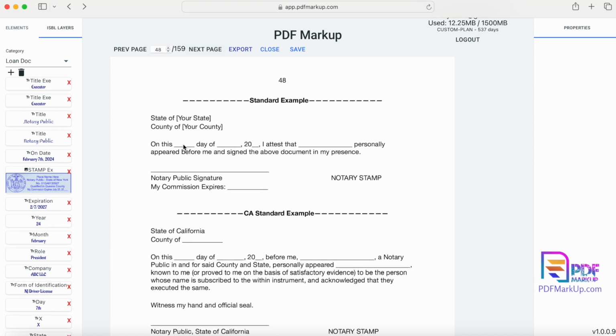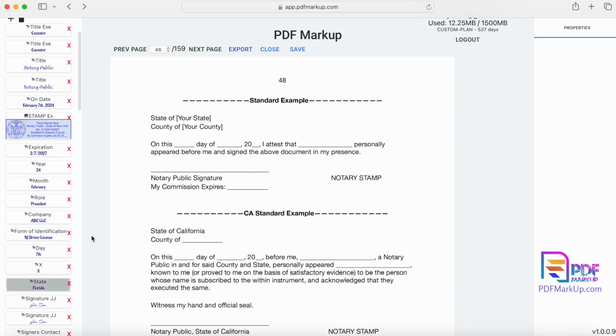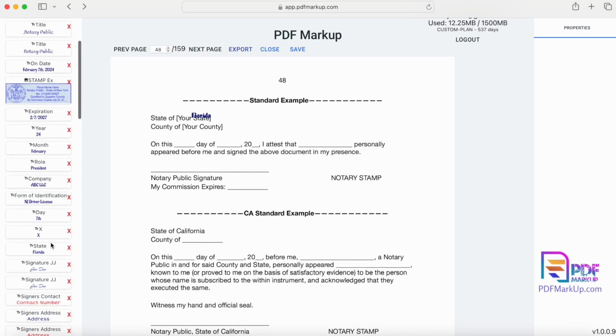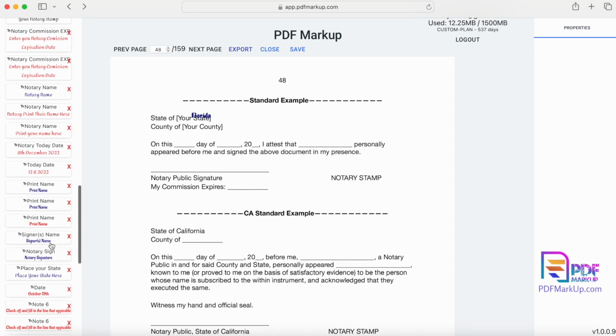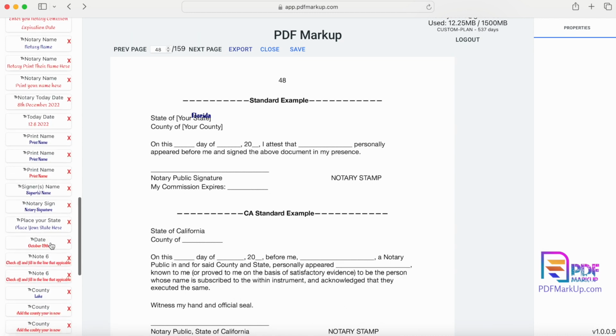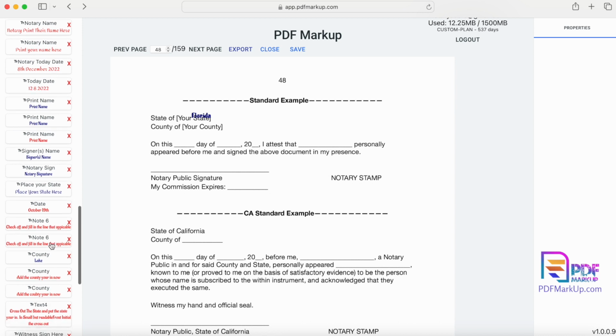So now we have another standard example. Okay. This example emphasizes the personal appearance of the signer before the notary on a specific date, suitable for a document where the physical presence of the signer is crucial. Okay. So I'm going to go ahead and look this up. We've got state, county, on this blank day of blank 2024. I attest that blank personally appeared before me and signed the above date in my presence.